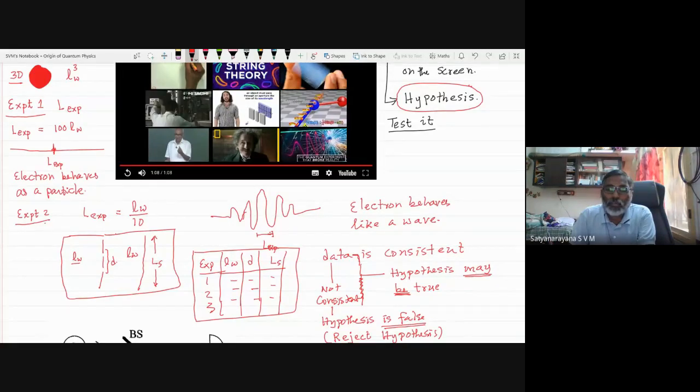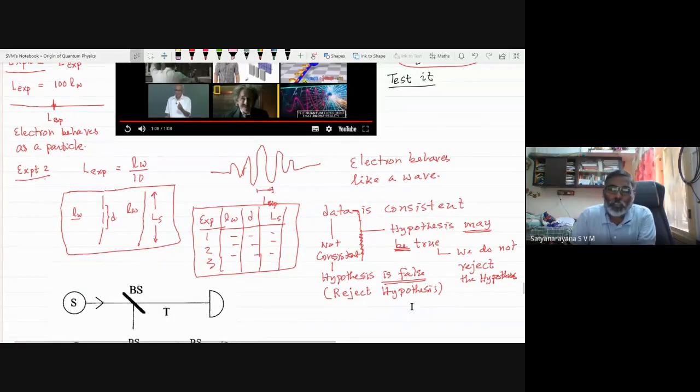If the hypothesis is true, then what do we do? We do not reject the hypothesis. Okay, so what we do is either we reject or we do not reject. Now, please understand, this is very important to understand in science, that we do not reject the hypothesis does not mean that we accept the hypothesis. We don't accept the hypothesis. We do not reject it, that's all. Okay, so this is a very important difference.